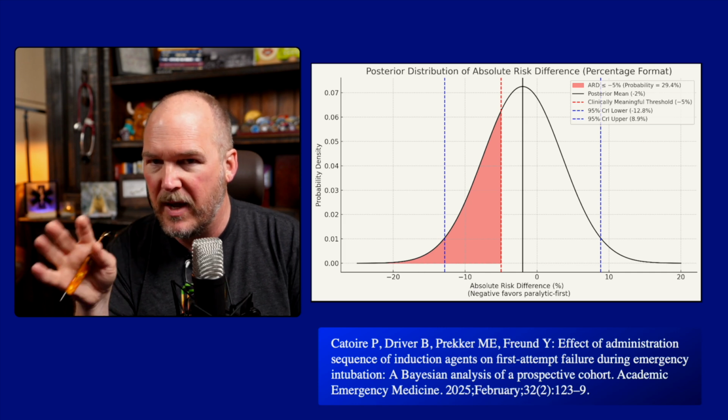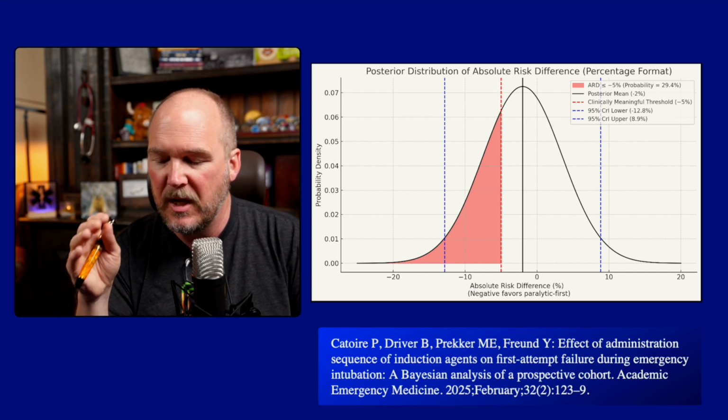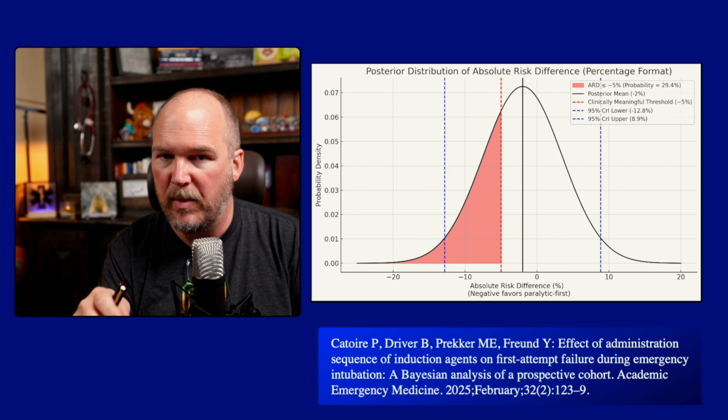So even without nice posterior probabilities, I'm guessing the odds are probably fairly low. So what did this study do? It told us there is a very high chance, like a 90% chance, actually a 96% chance, that paralytic first is associated with at least some improvement in failure rate, even though it isn't very large.